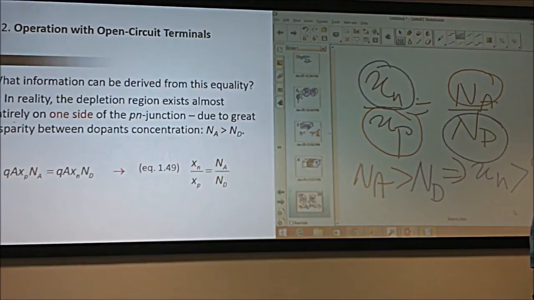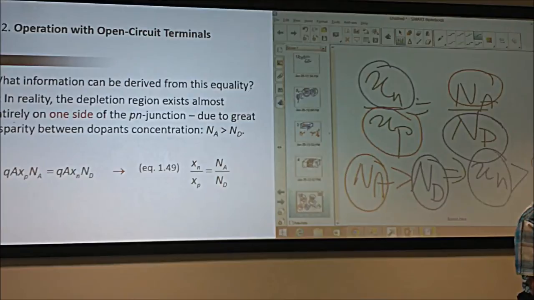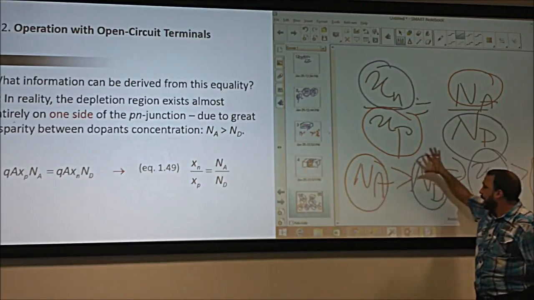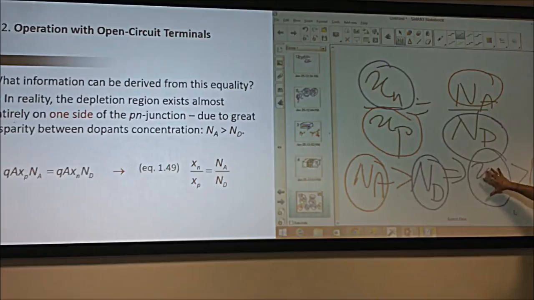Very good. It means if the P plus is heavily doped, if the P type is heavily doped compared to the N type, then the depletion region will be wider in the N type than the P type. Yes or no? This is what it means. If the P type is more doped than the N type, then the depletion width in the N type must be bigger than that of the P type. So, very good. What does it mean?